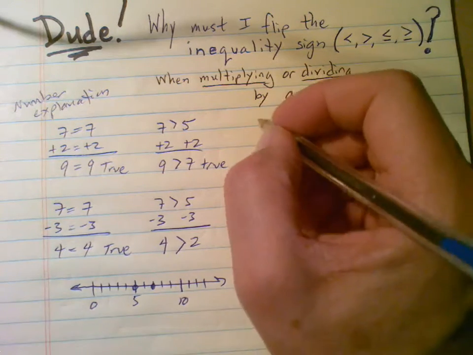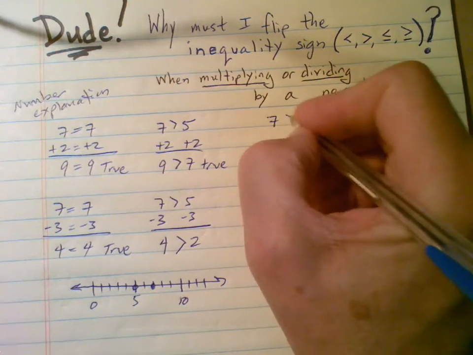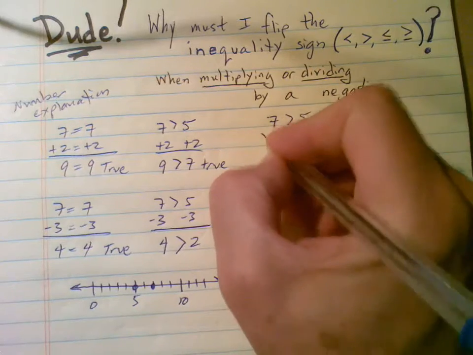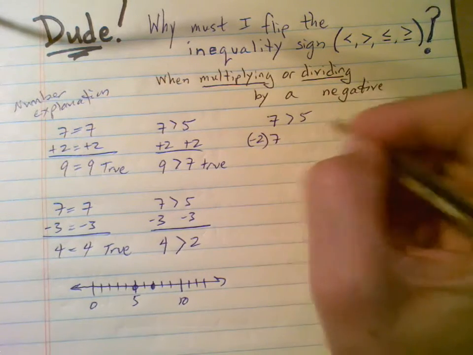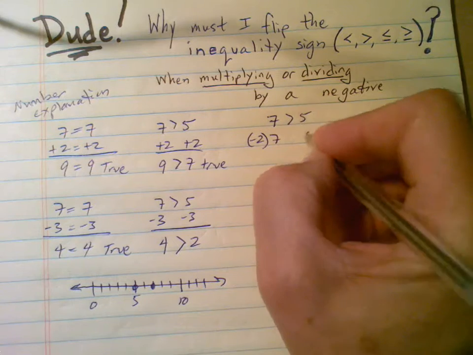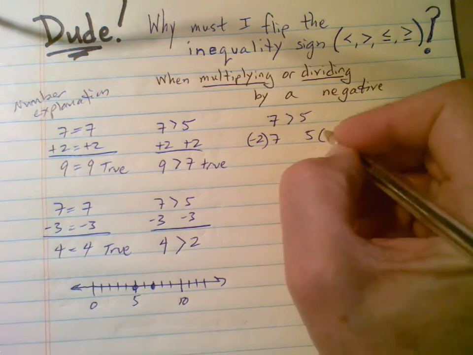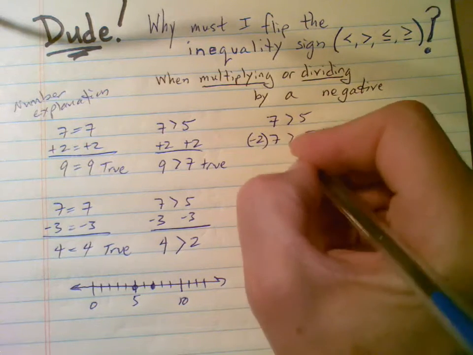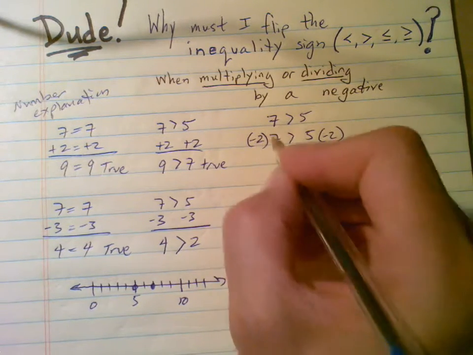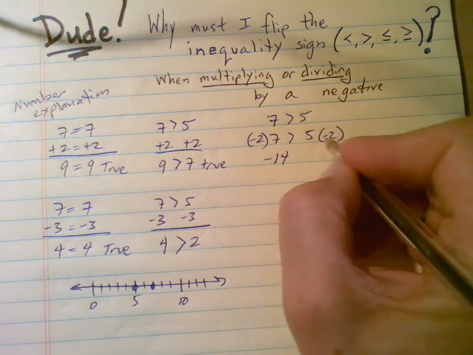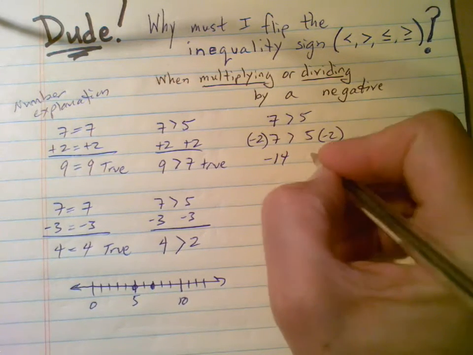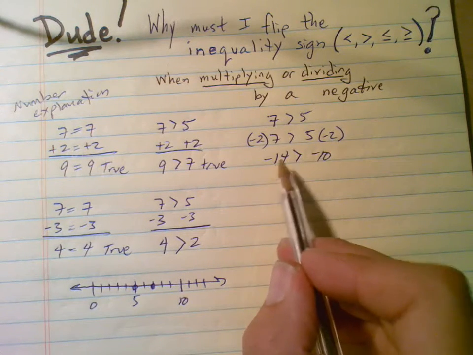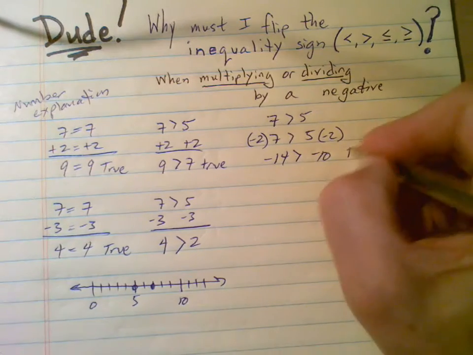However, let me begin with 7 is greater than 5. If I multiply by a negative, say negative 2, I'll do the same thing to this side. Multiply it by negative 2. Negative 2 times 7 is negative 14. And 5 times negative 2 is negative 10. If I bring this down, hey, negative 14, this is saying negative 14 is greater than negative 10. That is false.